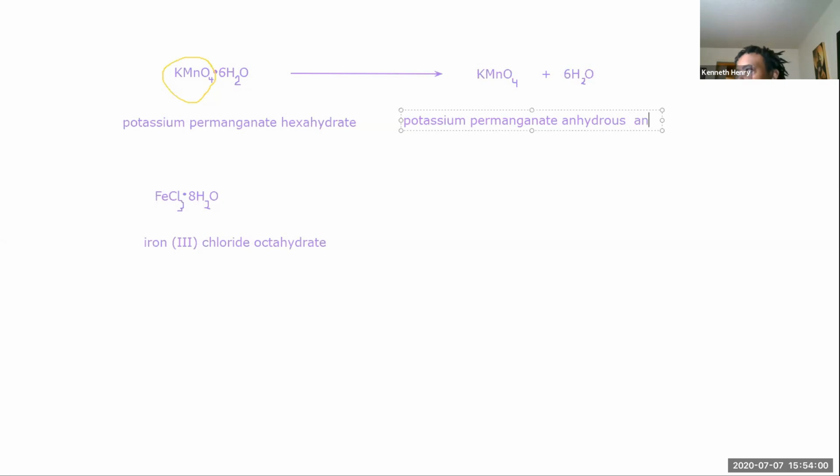Okay. And those would be your two products. So this would be a decomposition reaction, right? Because you're decomposing potassium permanganate hexahydrate into potassium permanganate anhydrous and water. Get it?